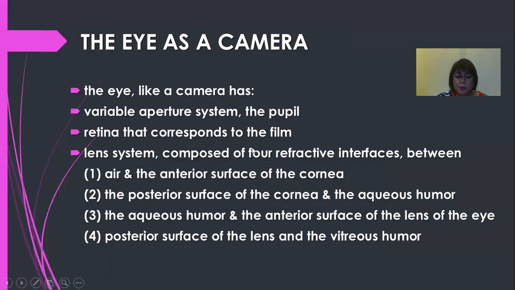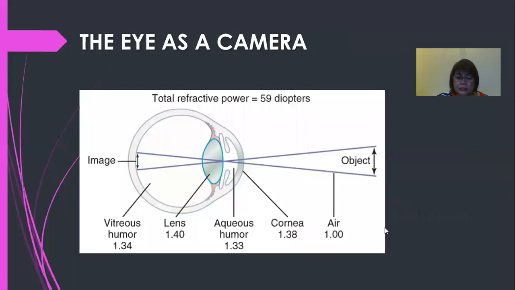The lens system is composed of 4 refractive interfaces, which are what? Number 1 is between air and the anterior surface of the cornea. Number 2 is between the posterior surface of the cornea and the aqueous humor. Number 3 is the aqueous humor and the anterior surface of the lens of the eye. And then number 4, the posterior surface of the lens and the vitreous humor. 1, 2, 3, 4.